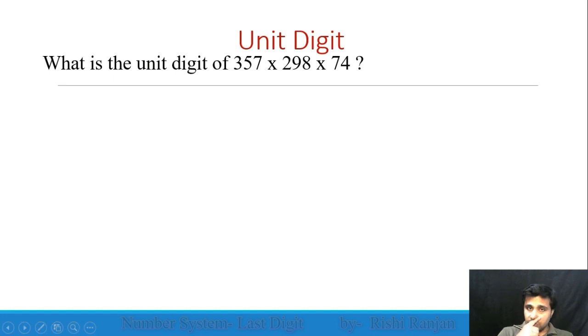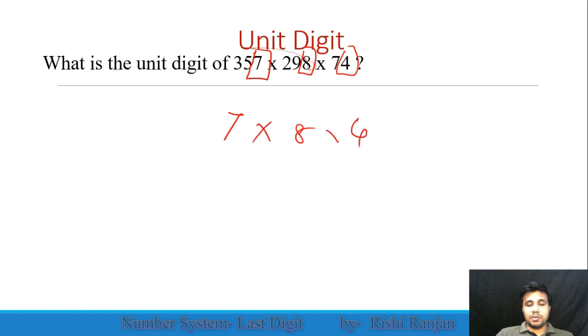But instead of doing that, what we can do here, just take the last digit: 7, 8 and 4. And whatever arithmetic operation is there, multiply, add, subtract, do that calculation, but only with the last digit. So let's do that here. The last digits are 7, 8 and 4, and because it is multiply, let's multiply them.